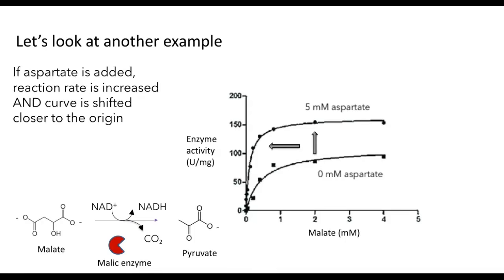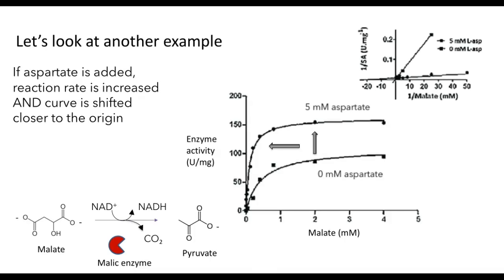Because if you look at the curve with the aspartic acid, it looks like it's pretty much getting to Vmax by the time you get to 1 millimolar malate, whereas for the lower curve, it looks like it's continuing to rise. So based on this, I would think that it's changing both the Vmax, making it bigger, and decreasing the Km. And those would be the two ways that an activator might act.